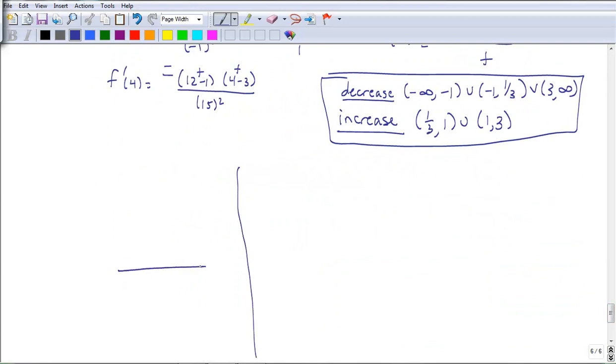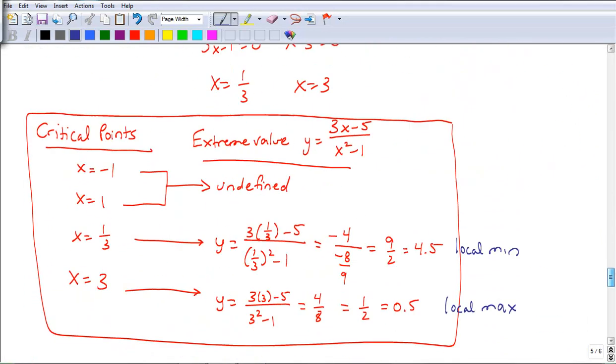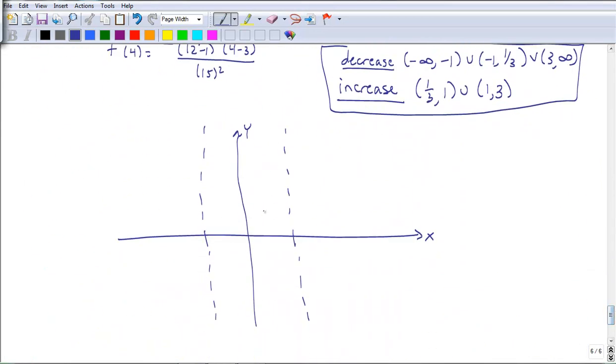Now we have to know there's vertical asymptotes at plus or minus 1, and that comes from the x squared minus 1 in the denominator. We can find the x-intercepts and the y-intercepts from above. The y-intercept was 0, 5. The x-intercept was 5/3, 0. There's the y-intercept, 0, 5. 5/3 is 1 and 2/3. So here's our x-intercept, 5/3, 0.